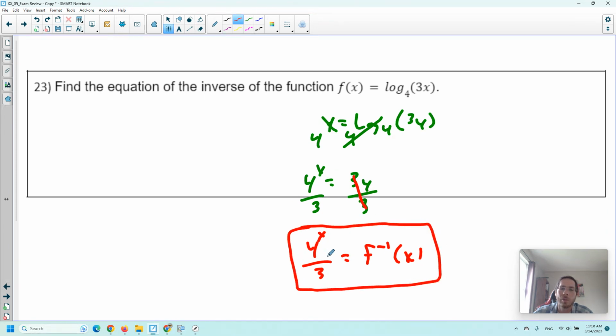Now, no one would probably try to simplify 4 over 3, but in case this was like a 6, remember we would just leave it as 6 to the x over 3. We do not simplify these because order of operations says we would have to do the exponent first. So exponent before multiply or divide.